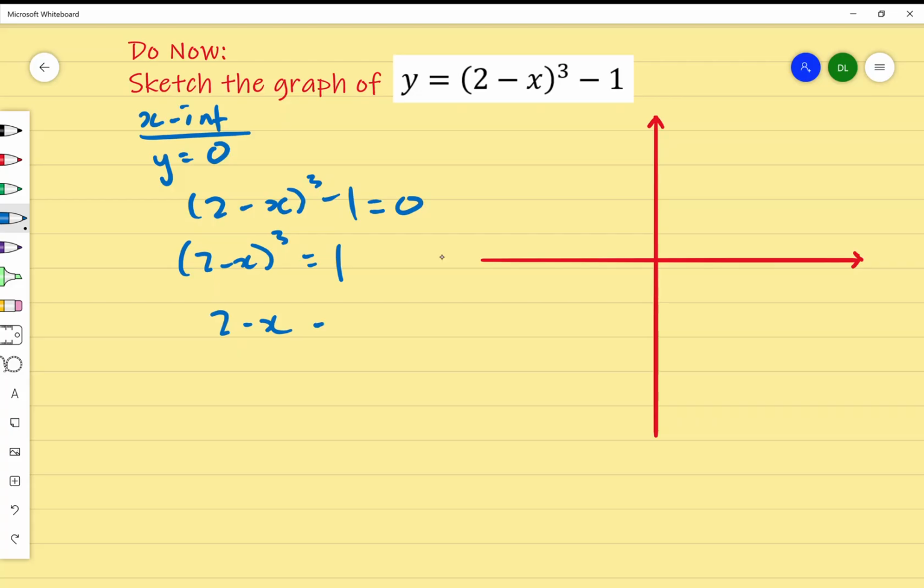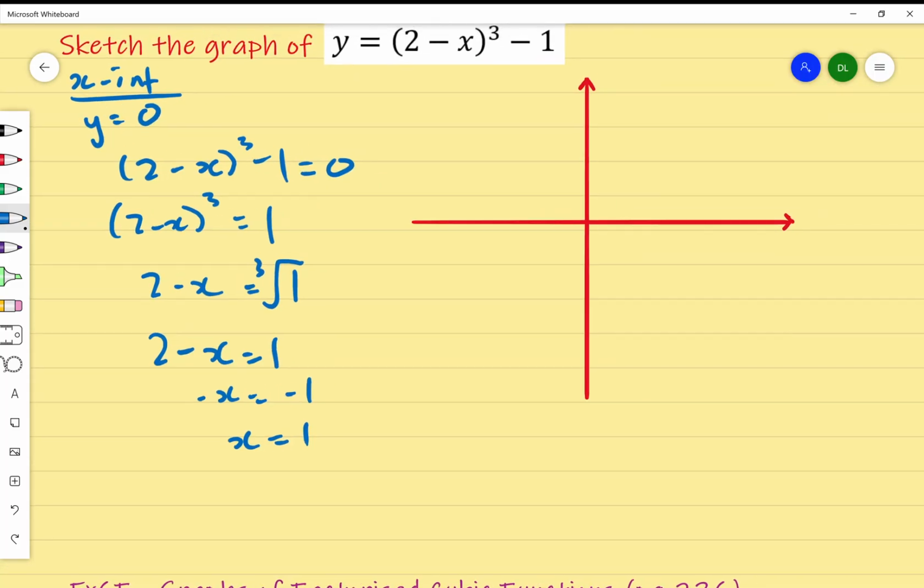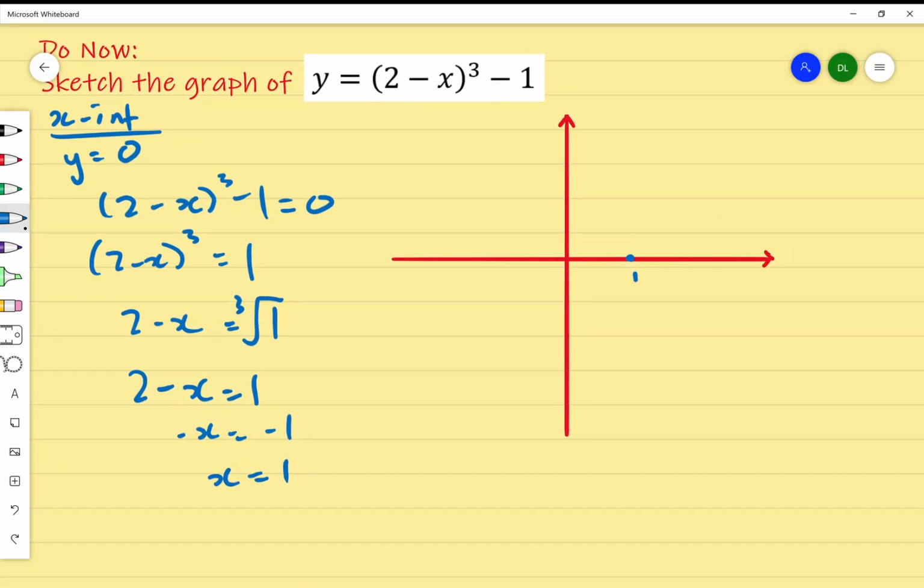So we get that. If you wanted to, I can do this extra step here. So I get 2 minus x equals 1. From there, I'm going to add x on both sides. Or actually, let's take away 2 on both sides. So negative x equals negative 1. And then I get x equals positive 1. Do I have any questions about that? Are we okay with that? So I'm going to put 1 here. Now, I've got my x-intercept. Let's go ahead and find our y-intercept.